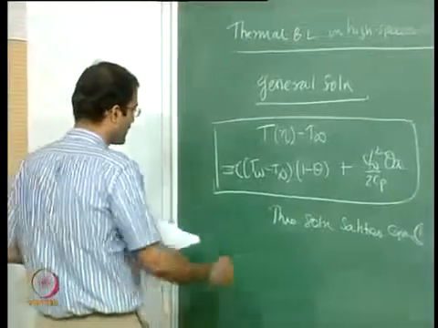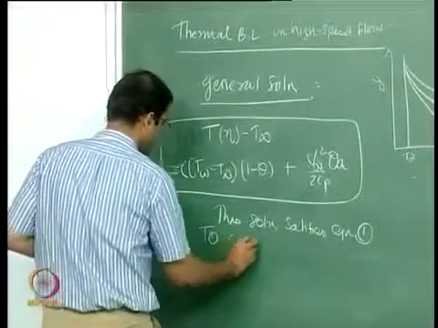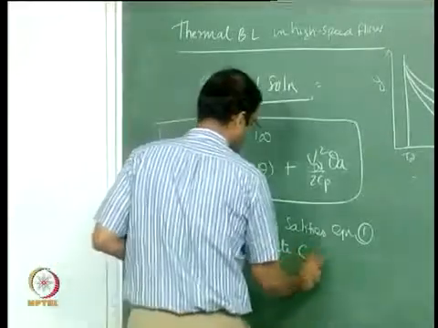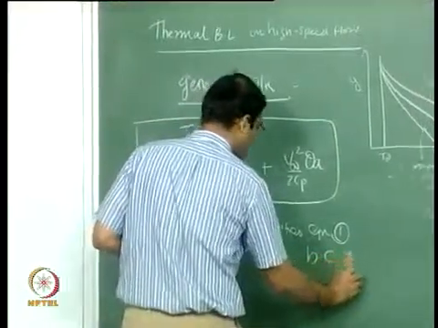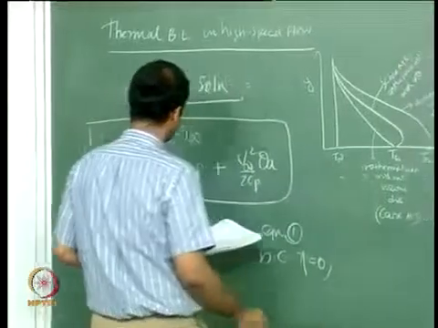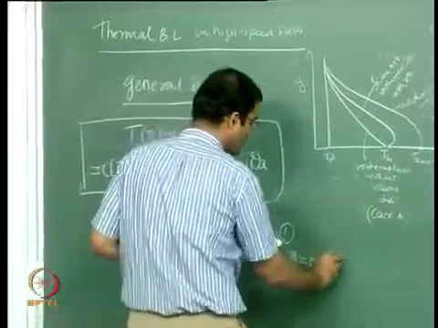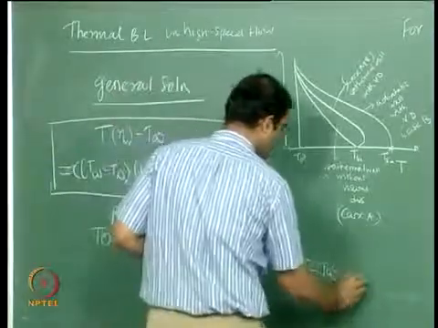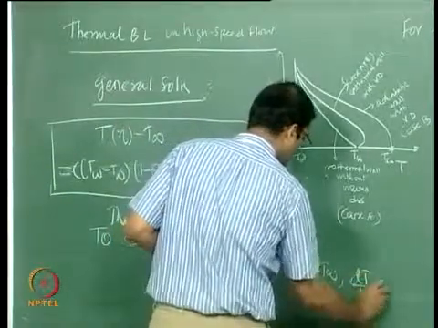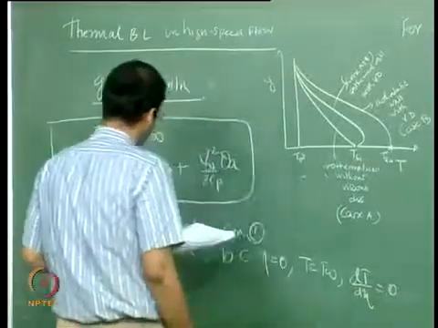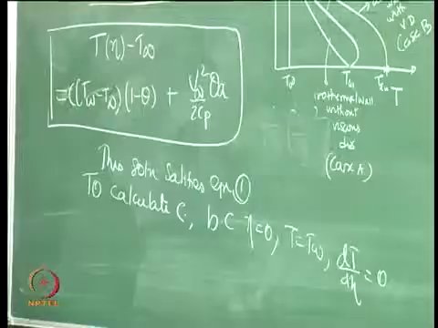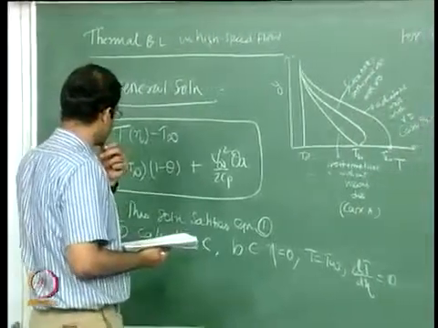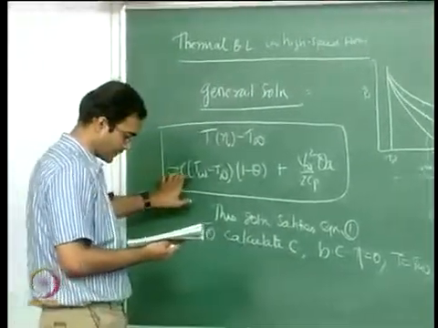So to calculate C, the BC should be at eta equal to 0: for the solution which involves theta, T wall should be T infinity, and for the solution which involves theta a, dT by d eta should be equal to 0. So if you substitute this boundary condition, tell me what will be the expression for C?